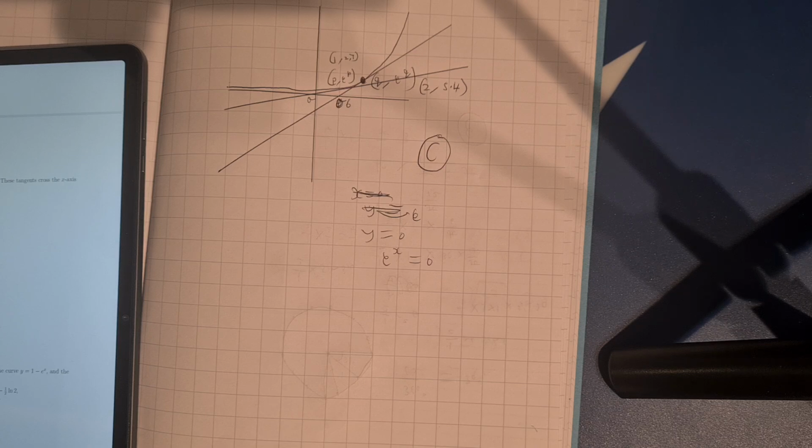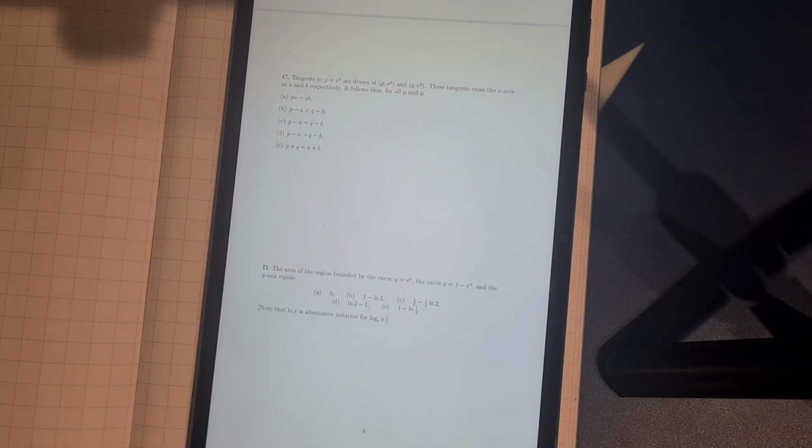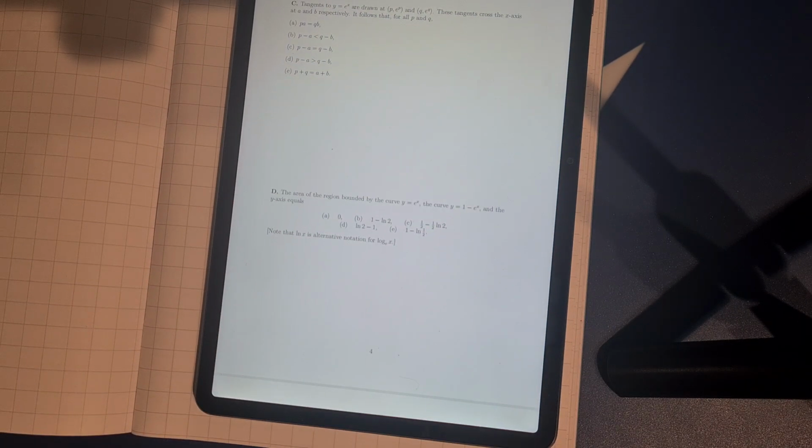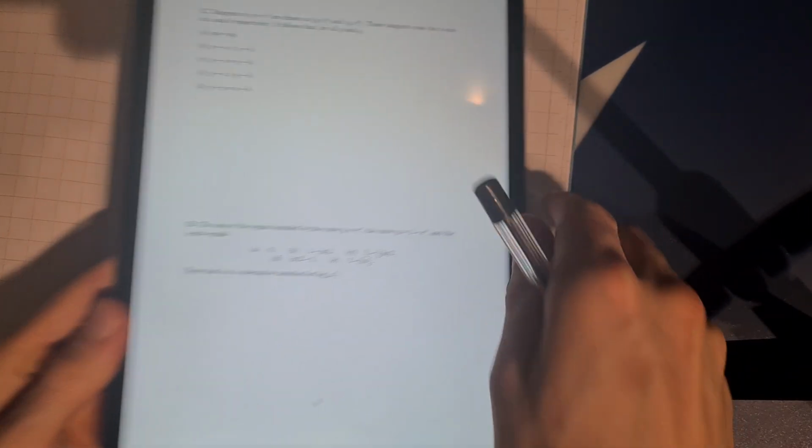And then the next one is the area of the region bounded by the curve y equals e to the x, the curve y equals 1 minus e to the x, and the y-axis equals. Note that ln x is alternative notation for log base e of x. Well, we'll try and do this one, but it may end up a little complex.